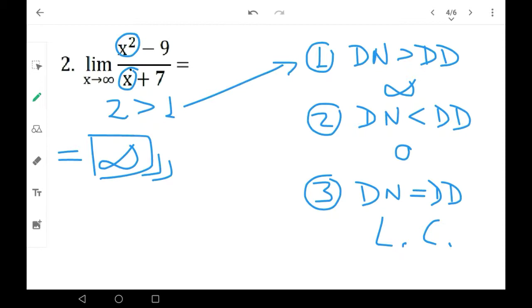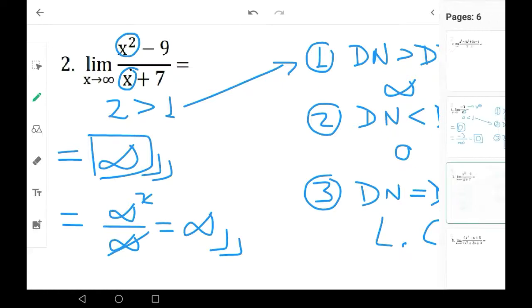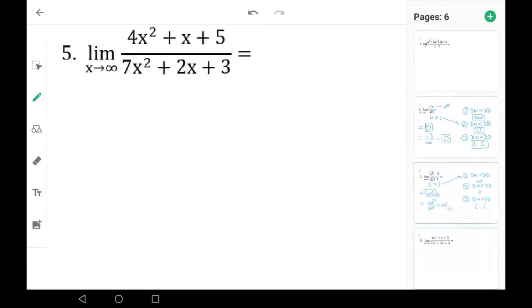Remember that when we work with limits at infinity, we work only with the leading coefficients, or the leading x's of each one. If I plug in, I will get infinity squared divided by infinity. I can cancel these, because the negative 9 and the 7 are insignificant, or irrelevant. So this would be only infinity. That's how I can justify it using the properties. Let's go to the last case.